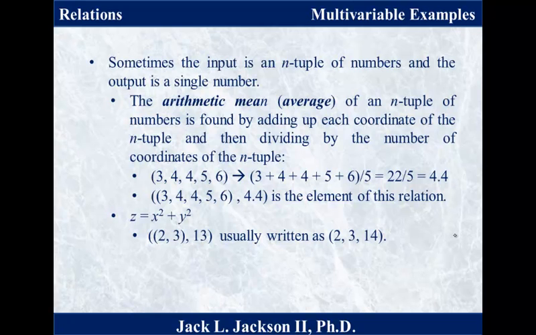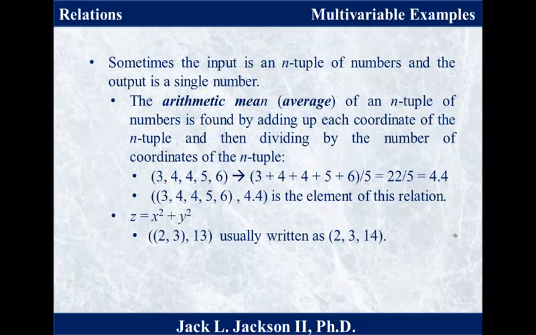We could have z equals x squared plus y squared. Now in this case, the ordered pair x, y is the input and the output is the z. So the z is the output. The ordered pair x, y is the input. So if we start with an input of the ordered pair 2, 3, that is x is 2 and y is 3, then the output is 13. Let's see if that works out right. 2 squared is 4, 3 squared is 9, 4 plus 9 is 13. So the output is 13.